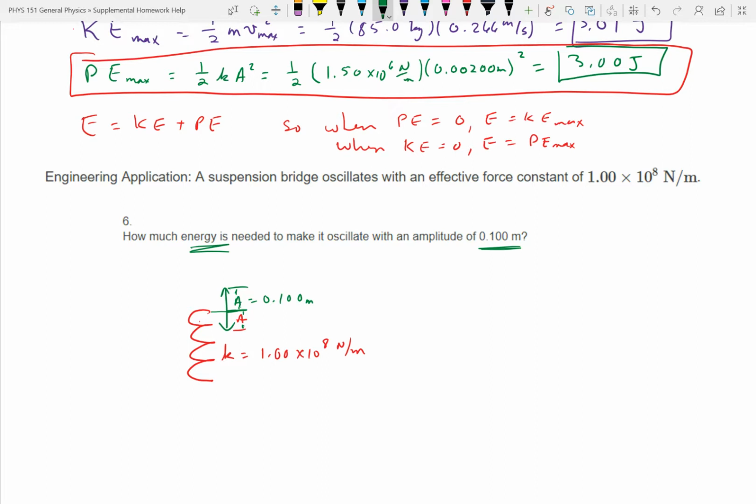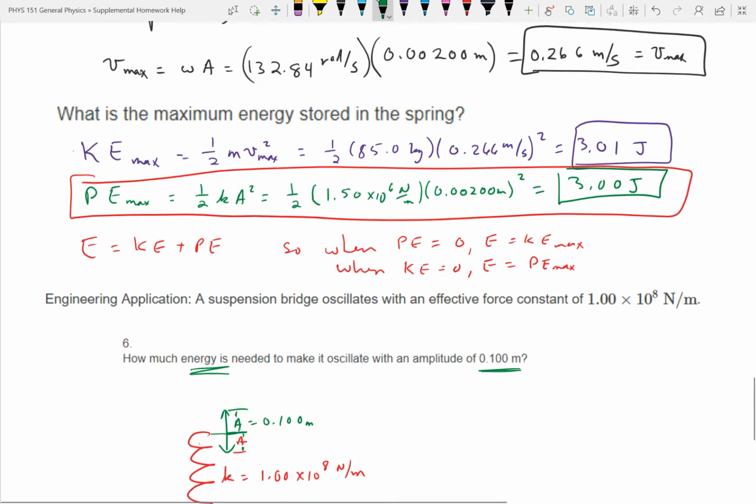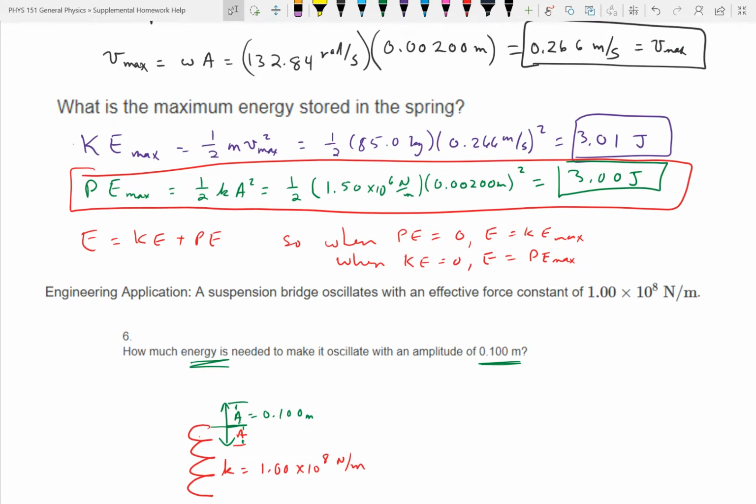Not in this set of equations. But it is right there. Yeah. Potential energy maximum is 1/2 Ka squared. And as we saw, the total energy is equal to the potential energy max. No, it's potential energy maximum. If you change it from A to X, then it's potential energy because X can change.